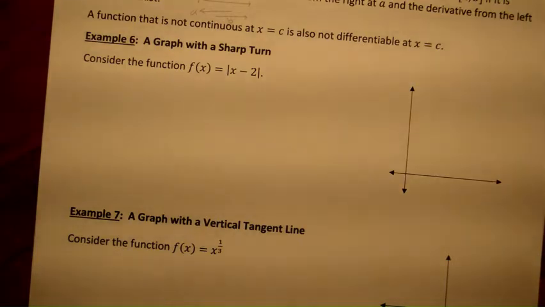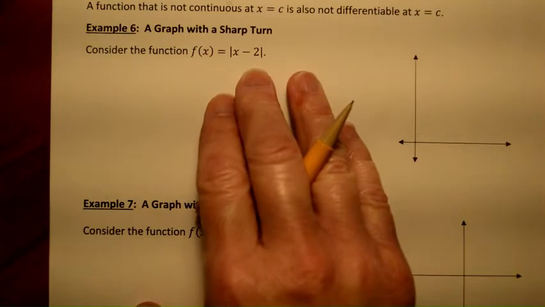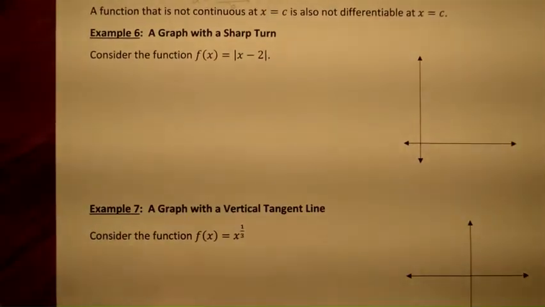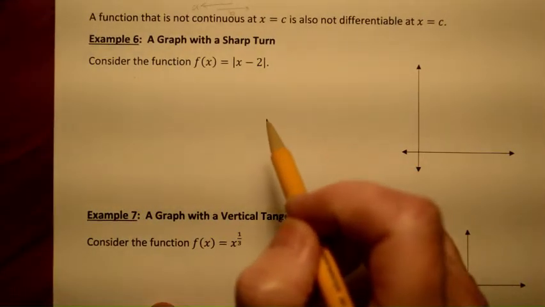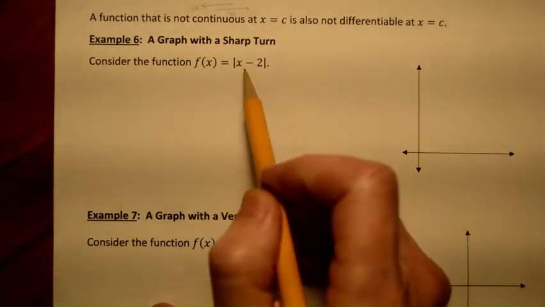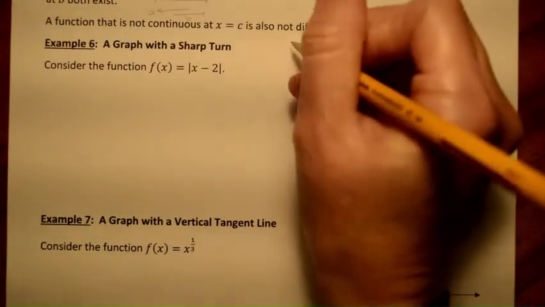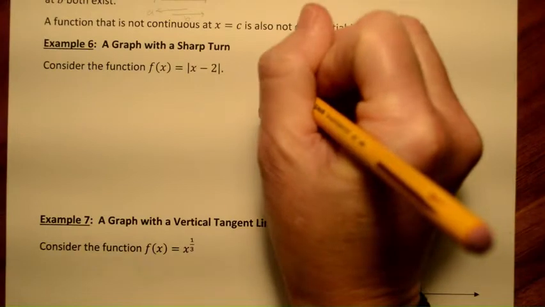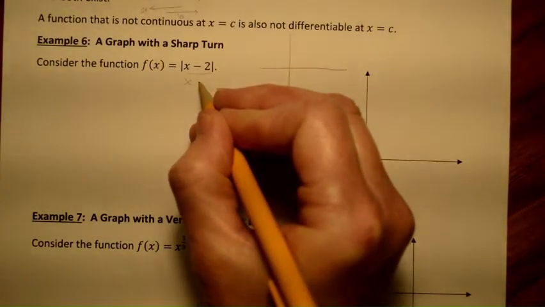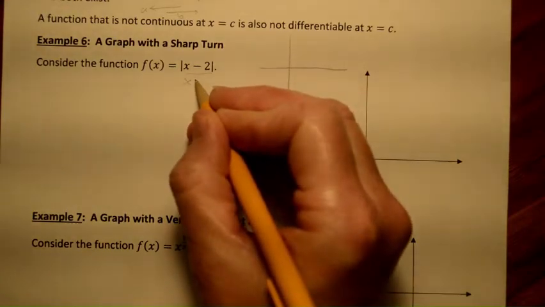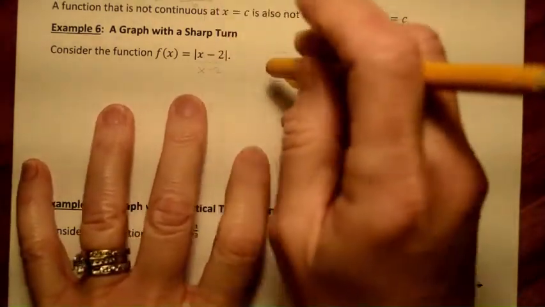Okay, so let's take a look at example 6. Consider the function f of x equals absolute value of x minus 2. That's so vague. What do they mean when they say consider the function? They're just kind of asking us to explore, but we're going to explore with some purpose here. If you remember when we talked about absolute values, we were mostly looking at the one where f of x equals absolute value of x minus 2 over x minus 2. I think we just did one of those in class too.